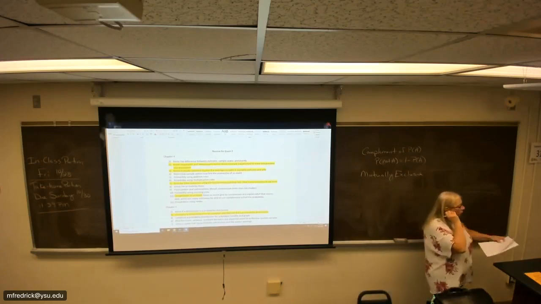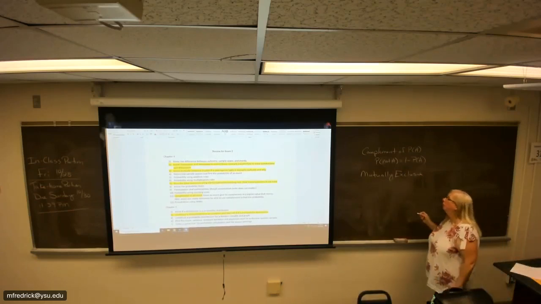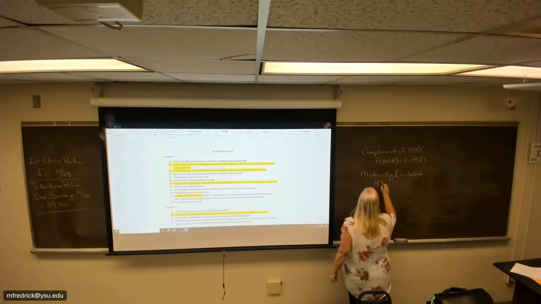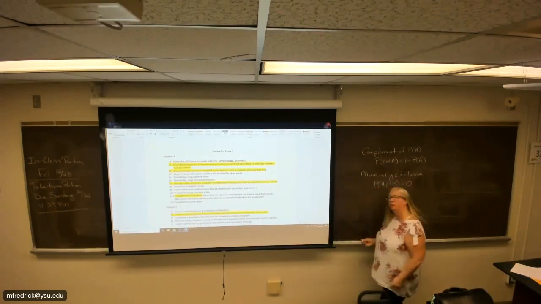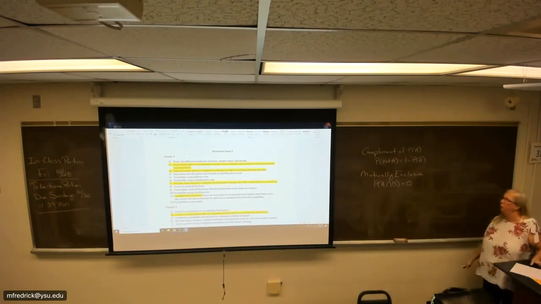When you're finding mutually exclusive, you have to show that the probability of A and B equals 0. If it does not equal 0, then they are not mutually exclusive.